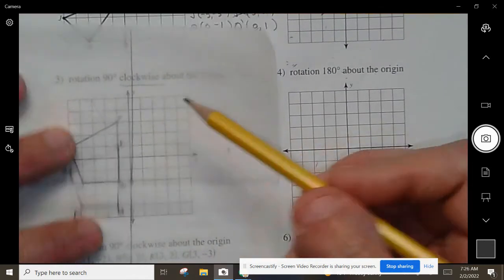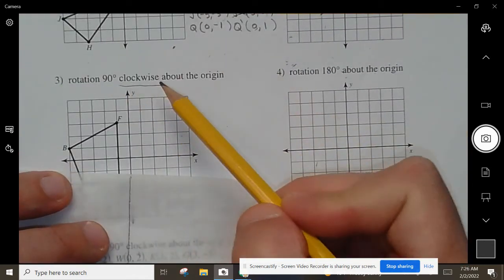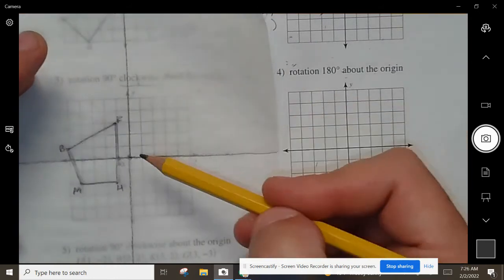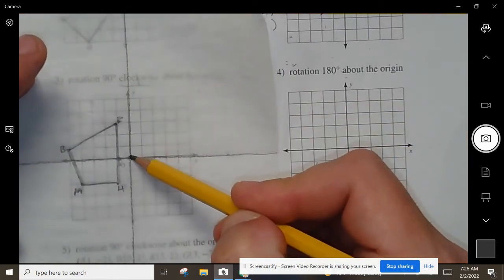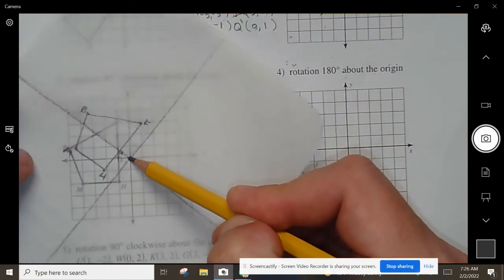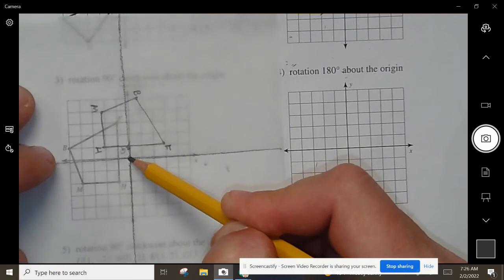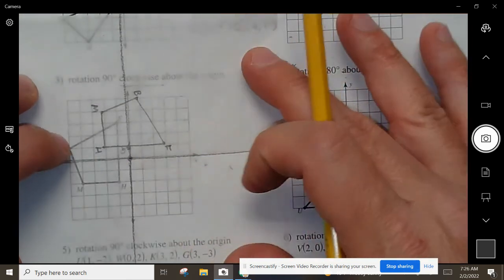So now, what does it want? 90 degrees clockwise. That's going to be one turn to the right. When do you stop your turn? When your axes line up. Boom, and that's a 90-degree clockwise, okay?